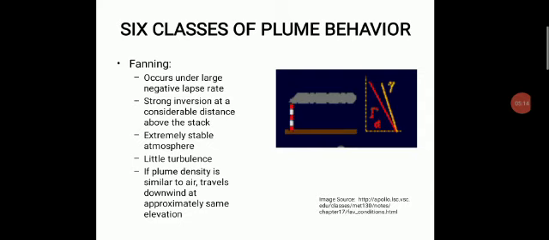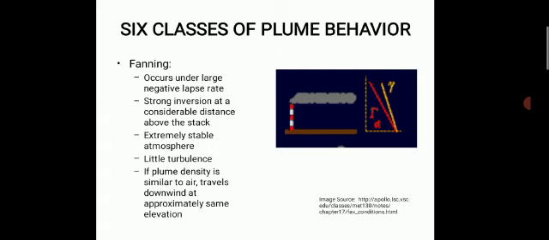Fanning plumes. A fanning plume occurs during stable conditions and is characterized by long flat streams of pollutant emission. It occurs under a large negative lapse rate. Because the atmosphere is stable, there is neither a tendency for emissions to rise or descend, permitting wind velocity to transport and disperse the pollutants.